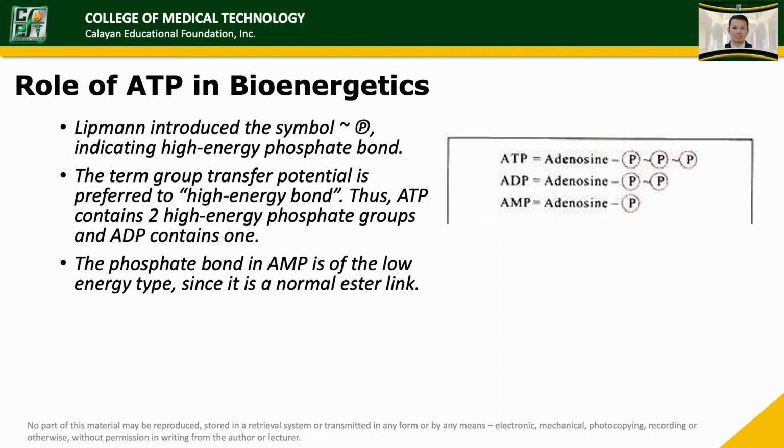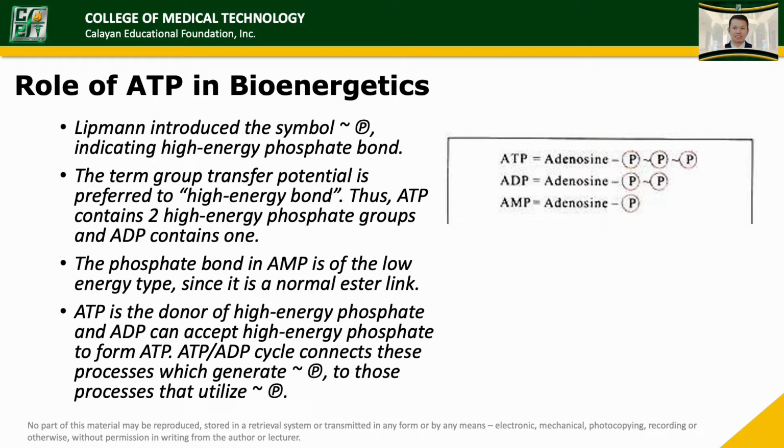The phosphate bond in AMP is of the low energy type, since it is a normal ester link. ATP is the donor of high energy phosphate, and ADP can accept high energy phosphate to form ATP. The ATP-ADP cycle connects those processes which generate ~P to those processes that utilize phosphate. As you can see on the illustration, we have the number of phosphates per adenosine phosphate: adenosine monophosphate contains one phosphate group, adenosine diphosphate two phosphate groups, and adenosine triphosphate three phosphate groups.